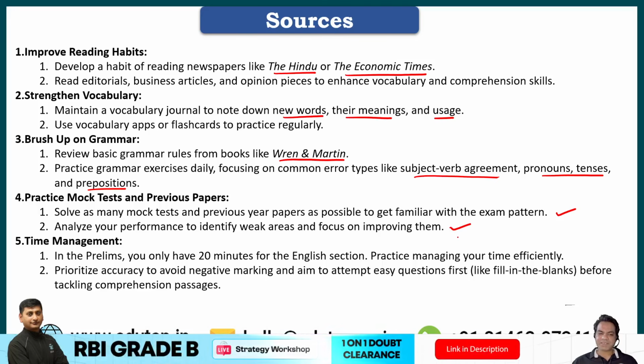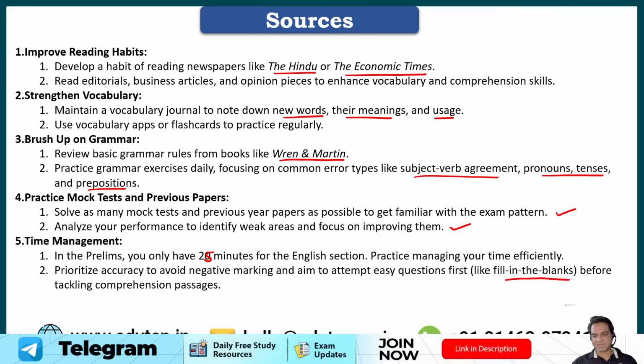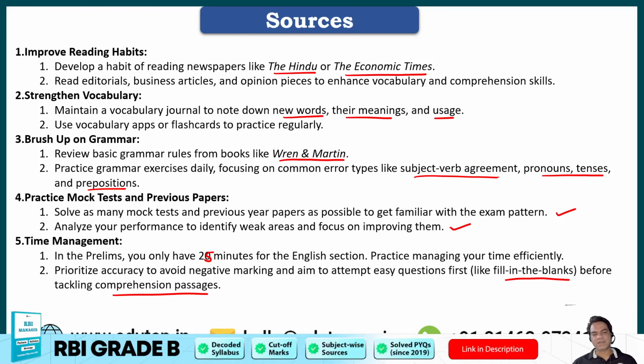What should be your time management, guys? In prelims, you have 25 minutes for the English section. Practice managing your time efficiently. Prioritize accuracy to avoid negative marking, and aim to attempt easy questions first, like double fillers or error detection, before tackling the comprehension passage. So what should be your strategy? Ascending order. Start with shorter questions and then move towards longer questions in the exam.